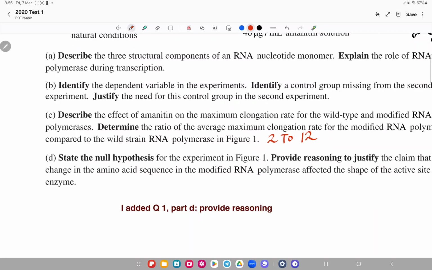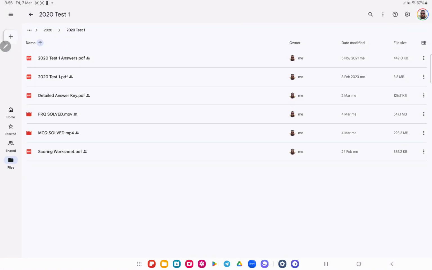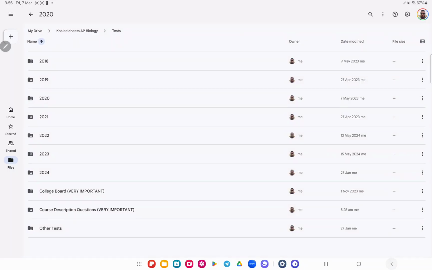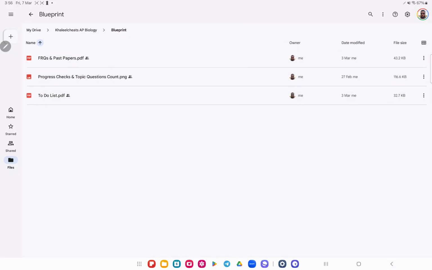So wait, I have a question. If I start studying right now, what should I study? The blueprint. Okay, what else? Like, I want to fully start studying right now. The blueprint. Just that. Nothing else? You need to study Princeton? No, just the blueprint. So where can I find it? On the main page. Blueprint.